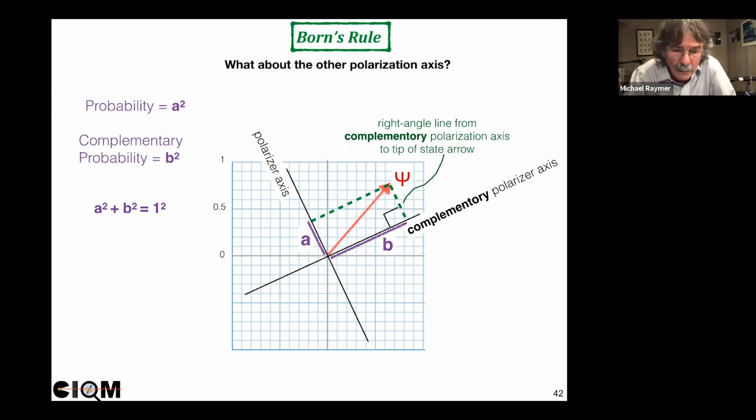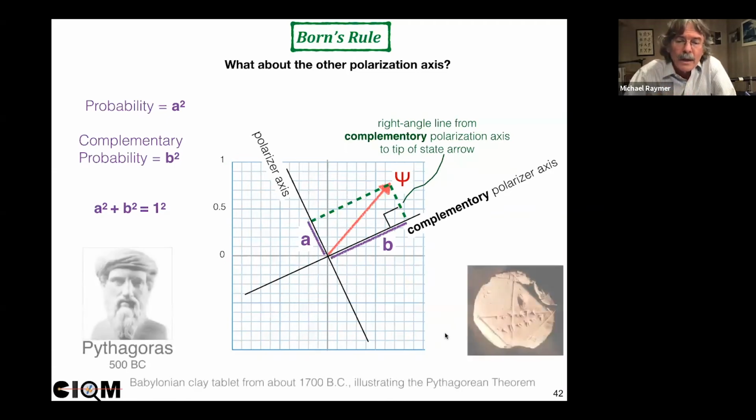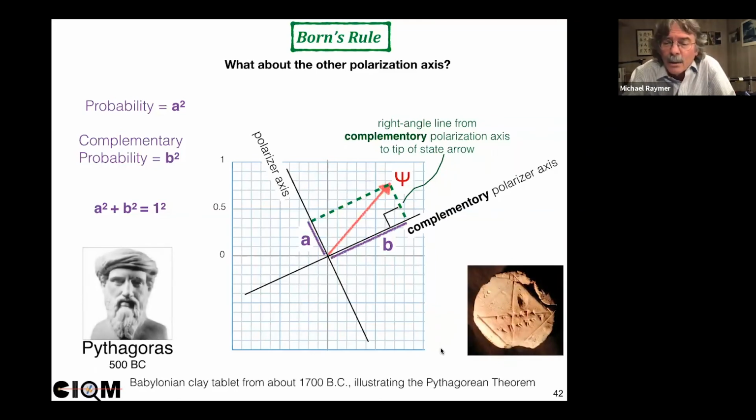And if you repeat this experiment many times, maybe Amy sends you that same state of a photon 1,000 times, you can try analyzing that photon with many different polarization analyzer axes. And here I'll just show one example. Okay, now here I point out that Pythagoras, of course, knew this mathematical theorem, and on the right-hand side is a very cool picture of a clay tablet from 1700 BC illustrating the Pythagorean theorem. Of course, he didn't know about Born's rule. That didn't come about until the 1920s.